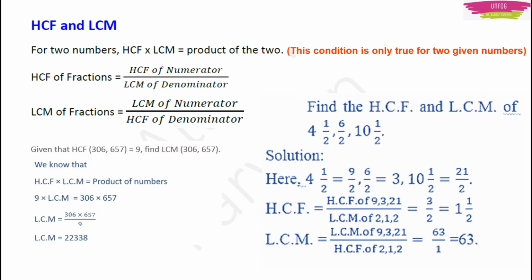Same way do it for LCM also. LCM of numerator upon HCF of denominator. You have to find the HCF of 9, 3, 21 separately. Separately find the LCM of 2, 1, 2. Then again you divide them. Okay. Now you know how to find HCF and LCM, right? So you try to find out in your book and then you let me know in the comment section whether you are getting the same answers or no. Okay.